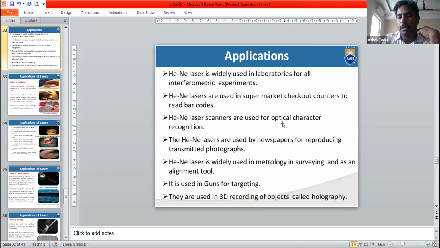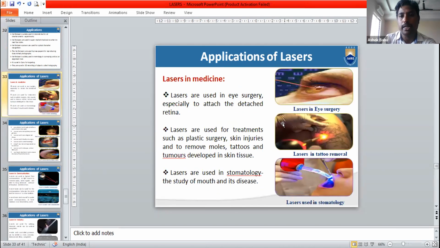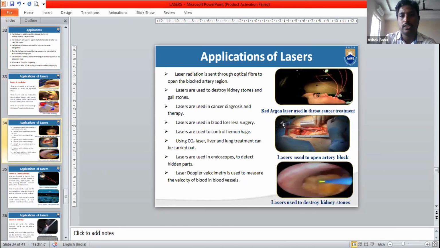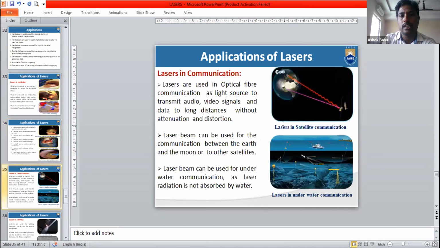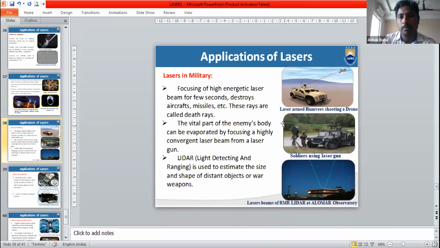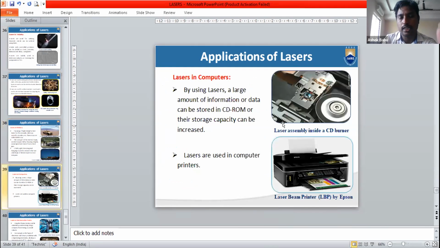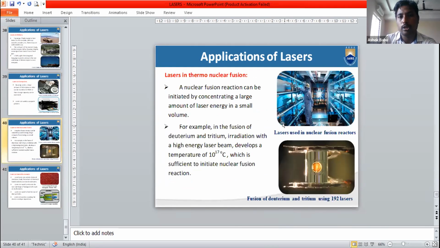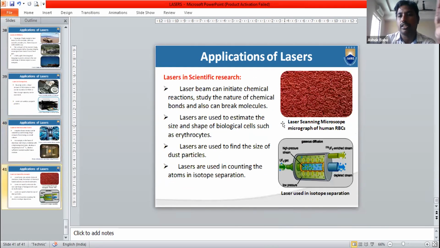Next, after this, we are going to discuss the applications of lasers in different fields. What are the fields I am going to give? First one is lasers in medicine, the applications related to medicine. Then lasers in communication, how we use lasers in communication. I will give some applications. Lasers in industry, lasers in military, lasers in computers, and lasers in thermonuclear fission and scientific research.